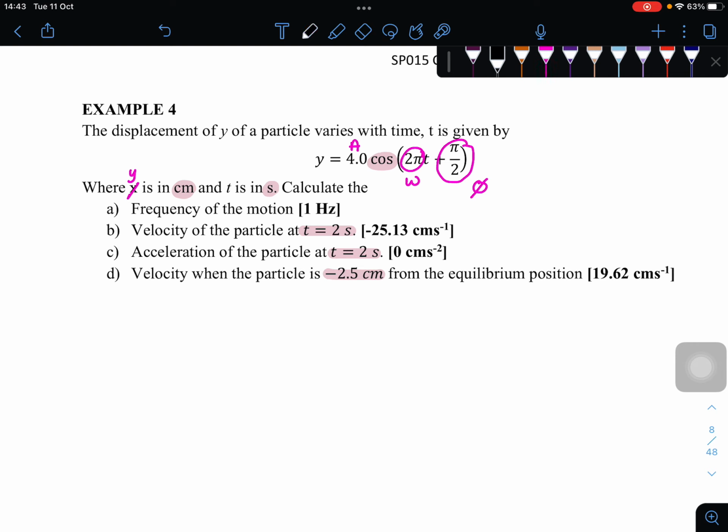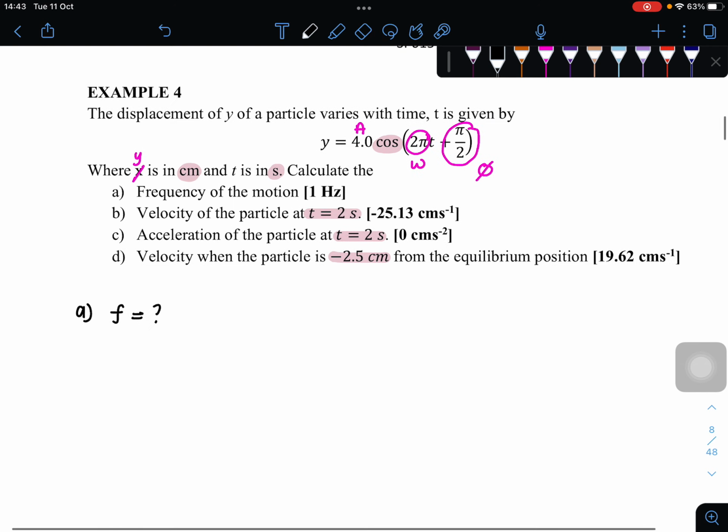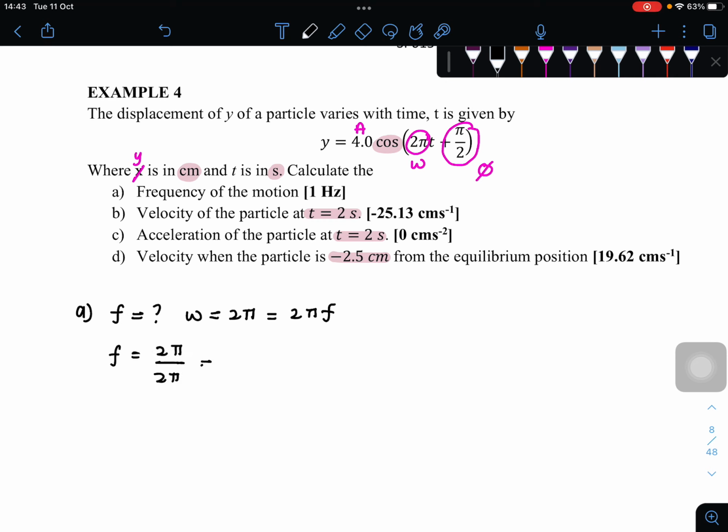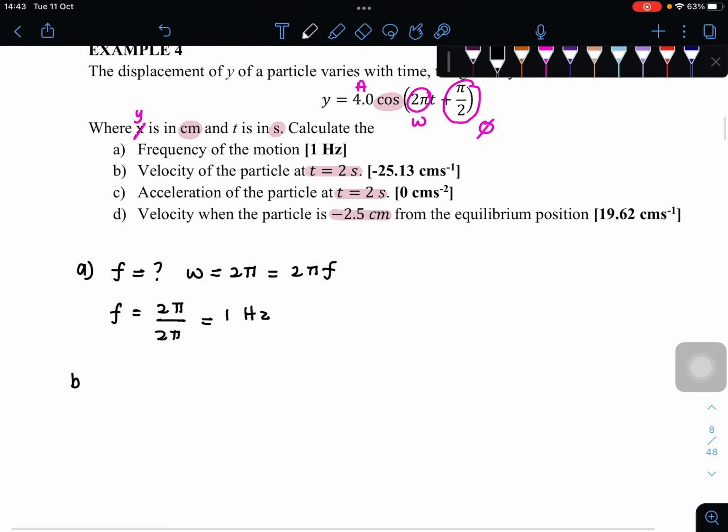Okay, so first of all, kita mau cari adalah frequency. So we want to find frequency, di mana daripada equation tadi kita dapat omega is 2 pi. And we know that omega formula adalah sama dengan 2 pi f. So f, you can find it's equal to 2 pi divided by 2 pi. So kita dapat frekuensi sama dengan 1 Hz.